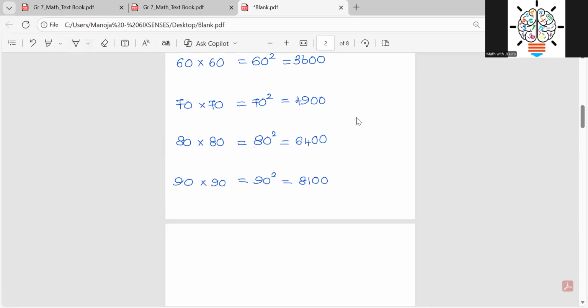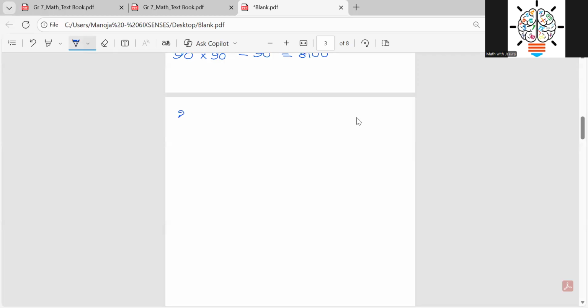On the other hand, if you have something like 200 times 200, that means you are taking 200 squared. How do you get that? 2 times 2 is 4, and 100 times 100 is 10,000. Right? Let me take 700 times 700 as an example. That is 700 squared. So I write it like this: 7 times 7 is 49, and 100 times 100 is 10,000.